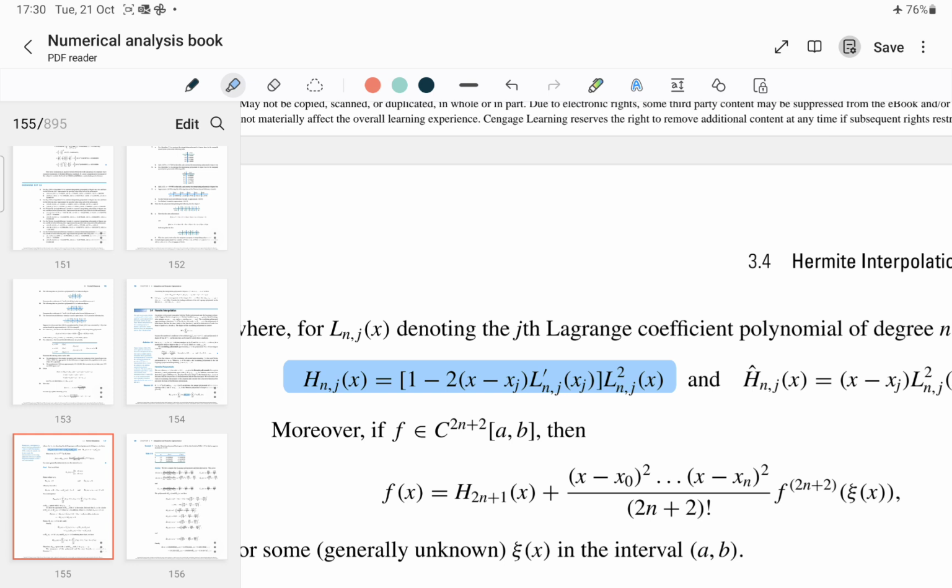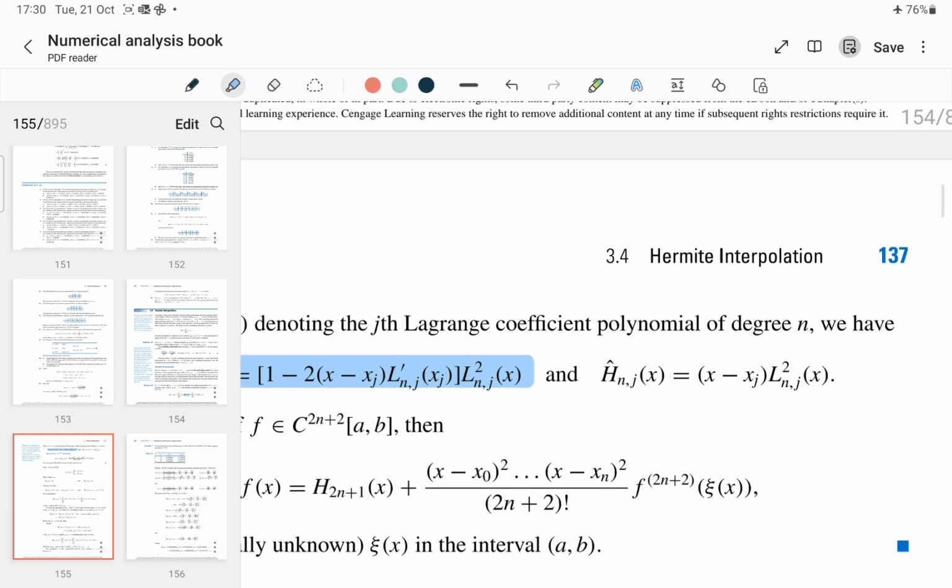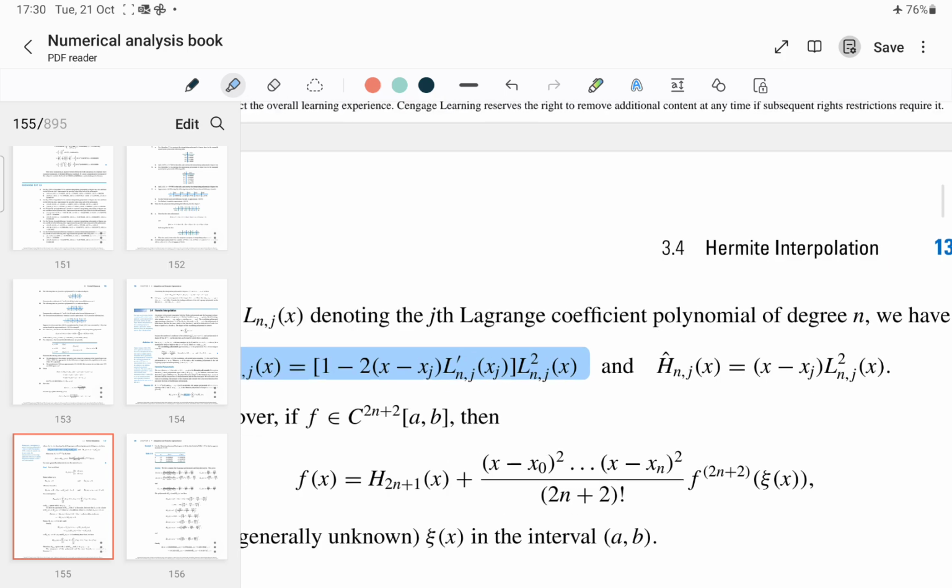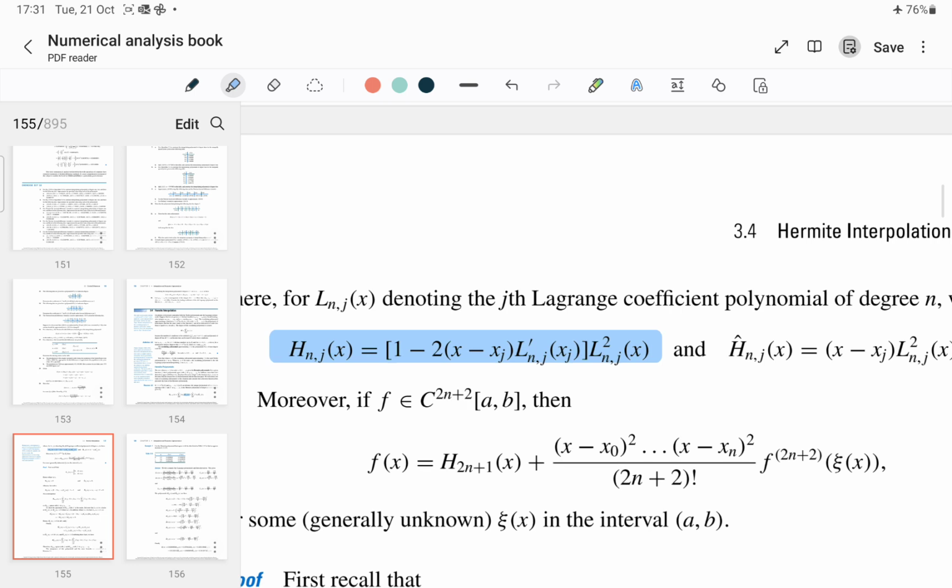And then for h hat, the same L_nj squared will be repeated here, and x minus x_j. Now we'll see step by step how we calculate, because these two things are crucial to calculate. The rest we'll put into the formula and we'll see. So it's not a difficult thing. First of all, let me open the formula, the first one. Let me copy.